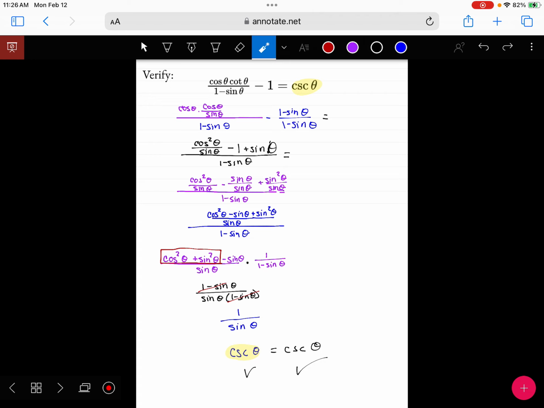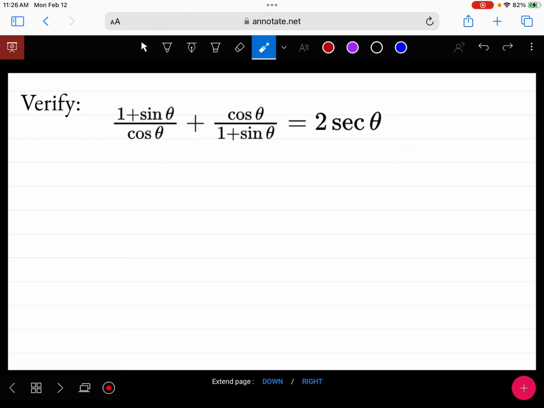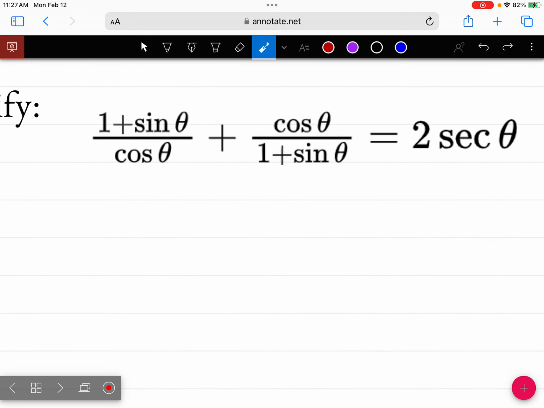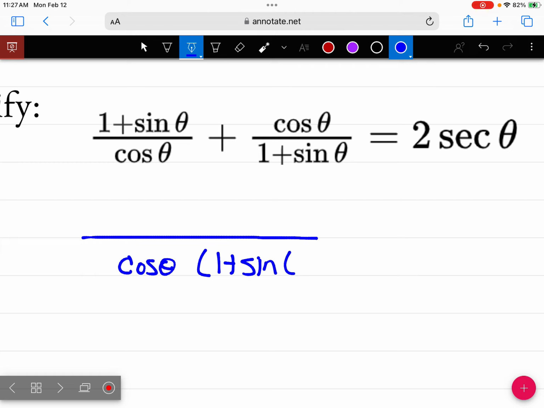So let's do another one. So we have another fraction looking one. So what we're going to need to do here, everything's already in cosines and sines on the left-hand side. So I don't have to worry about switching things over. So what we're going to do now is get to some common denominators. On my left-hand side, I want to get to a common denominator of cosine theta times 1 plus sine theta. That's going to be our common denominator.